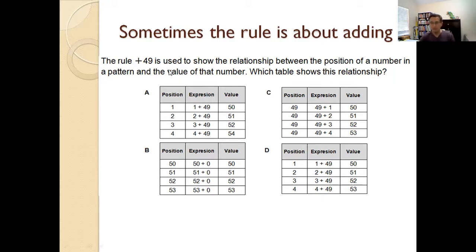Option A. Remember that the rule is plus 49. Now, in option A, we see the position is 1, 2, 3, 4, correct? And the rule is plus 49, which is correct. Now, how much is 1 plus 49? 50. 2 plus 49, 51. 3 plus 49, 52. 4 plus 49, oops. 4 plus 49 is 53.